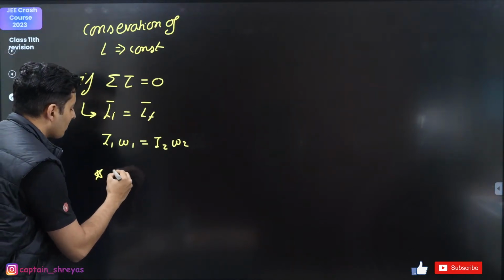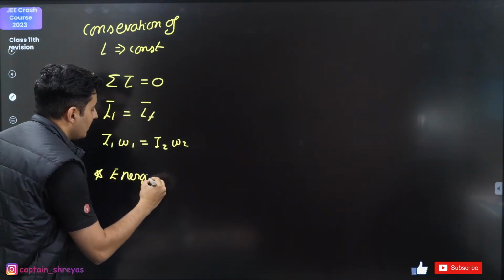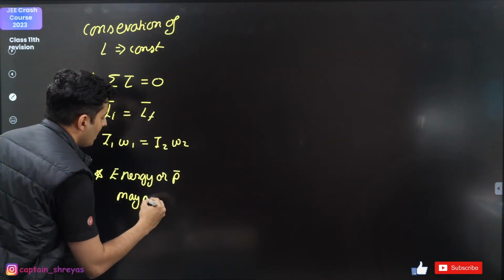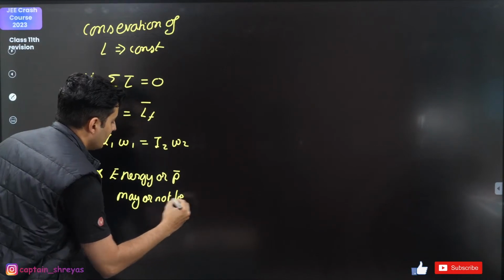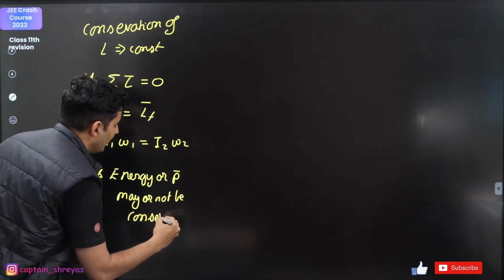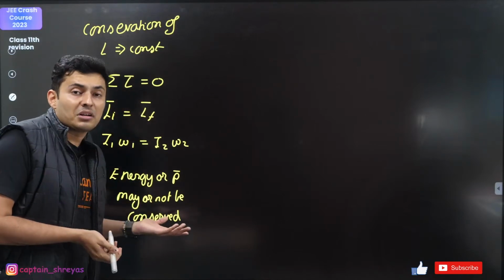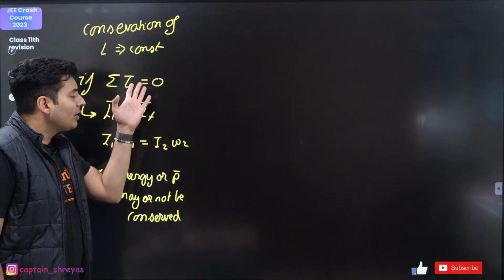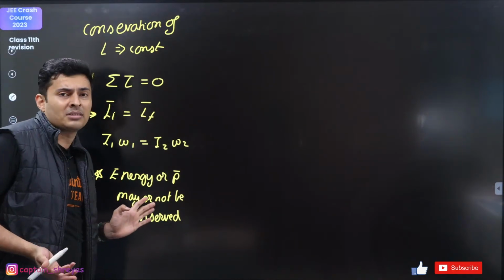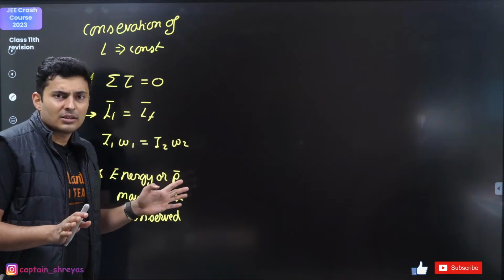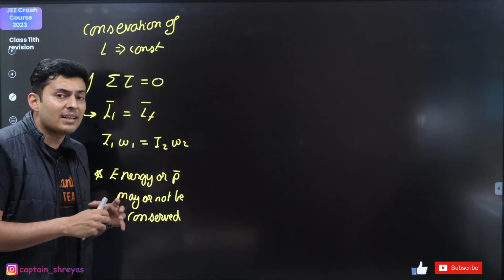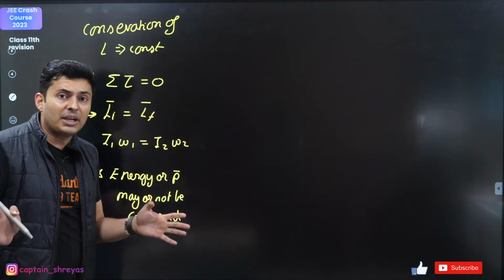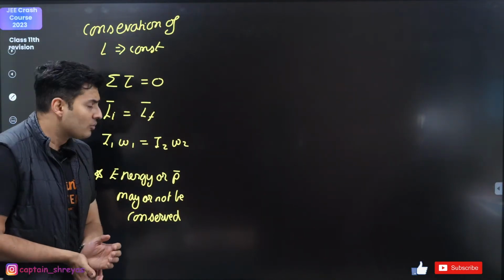But remember one thing, energy or momentum may or may not be conserved. So these are two different things. If momentum is conserved, it does not mean energy is conserved. If energy is conserved, it does not mean momentum is conserved. If angular momentum is conserved, it does not mean linear momentum is conserved. Three different things, so don't mix all of them. Each has its own unique criteria, so you should know who has what criteria.